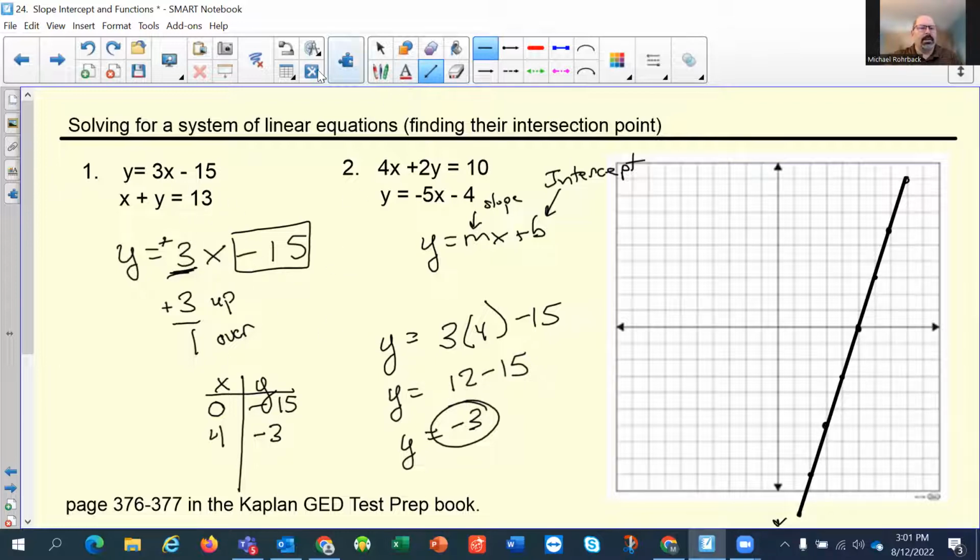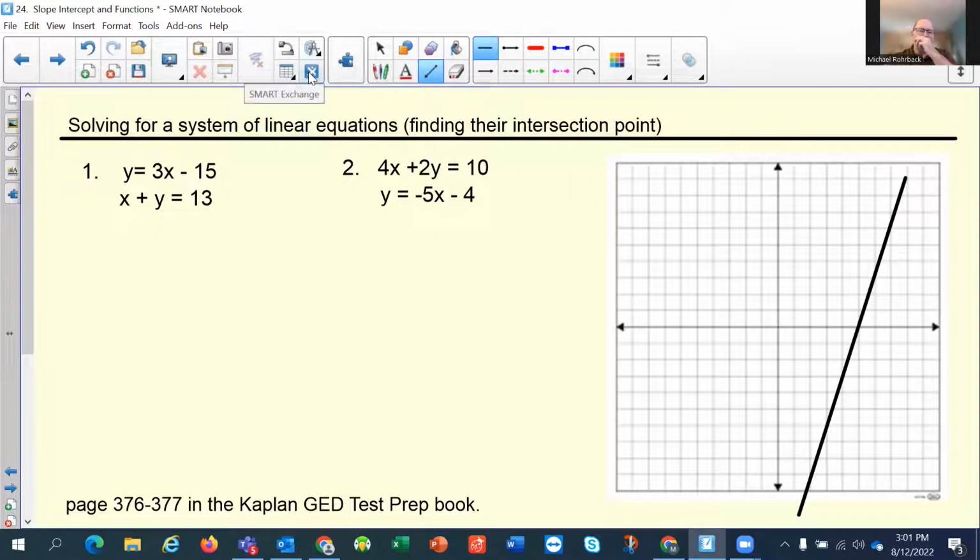Now that took a decent amount of time, and you have to recognize the fact that you don't always have a lot of time on the GED. You don't want to spend as much time on one question, but again, we're getting there. Might be worth a point if you have time at the end of the test.